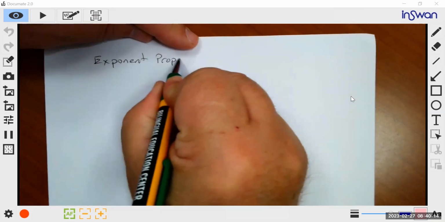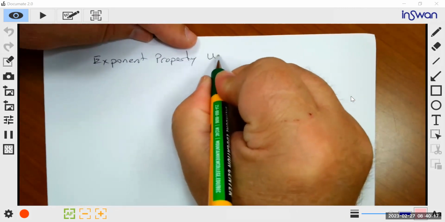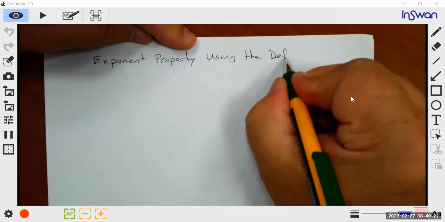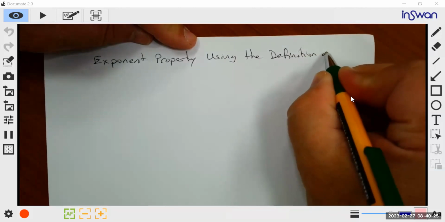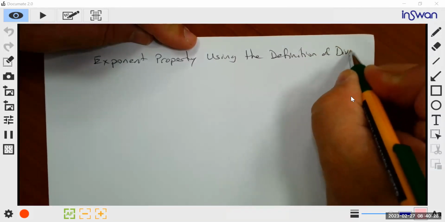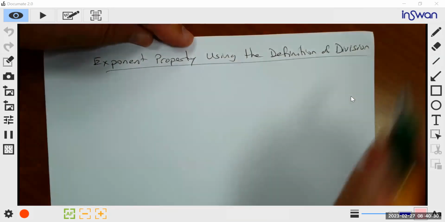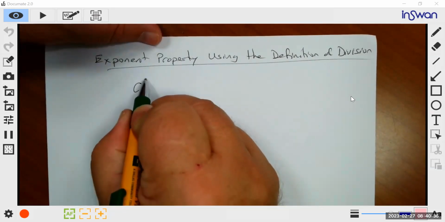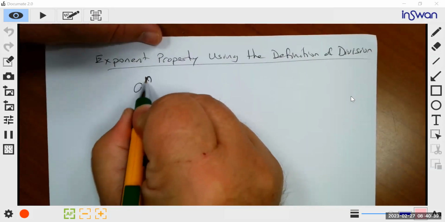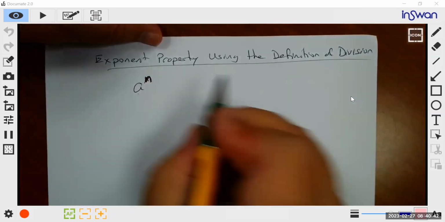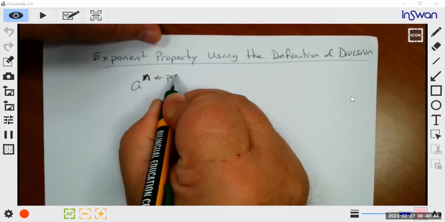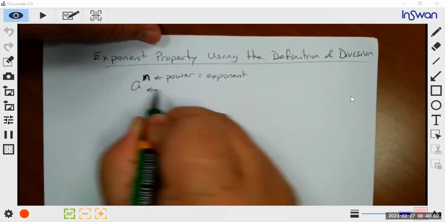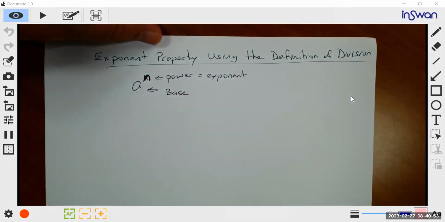Exponent properties. Using the definition of division. Remember exponents. So it's any number raised to a power. This power is the exponent. This number down here is the base.